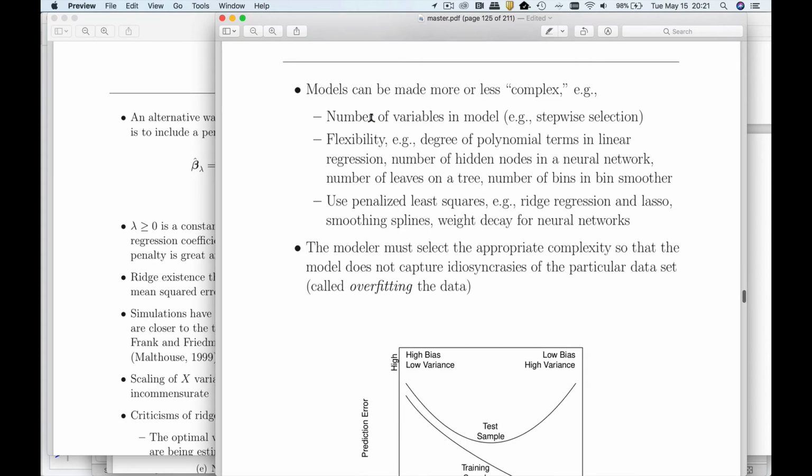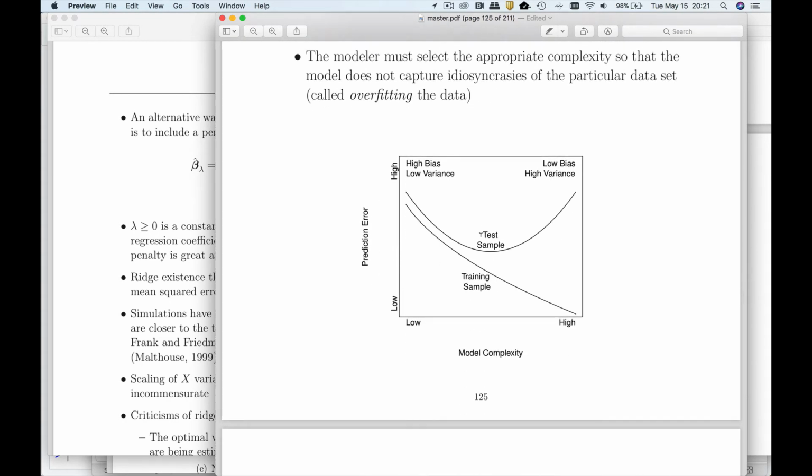All right, so the point is that we have this dial, and we can increase the complexity or decrease it, and on a test set, the model's going to get better for a while, and then it's going to get worse. All right. So our goal is to find this model with the optimum level of complexity. So where does that test sample prediction error bottom out? All right, so that's our goal.